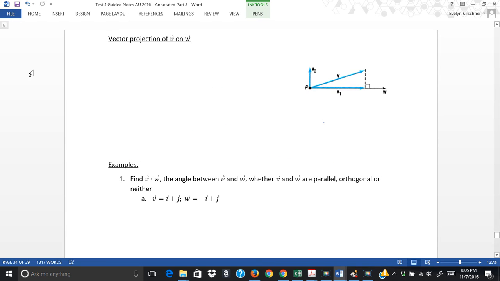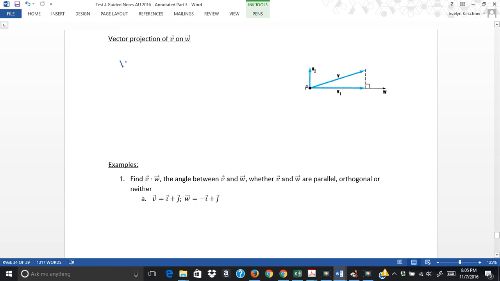Let's talk about the vector projection of V on W. So here's V, here's some line W, and what I'm showing you is I have this vector V and it projects, so how it lands on W, that's one part, that's V1, that's the projection. And then I can describe V as V1 plus V2.